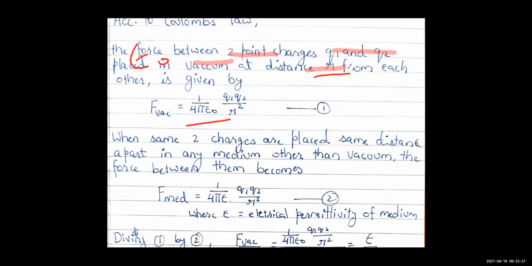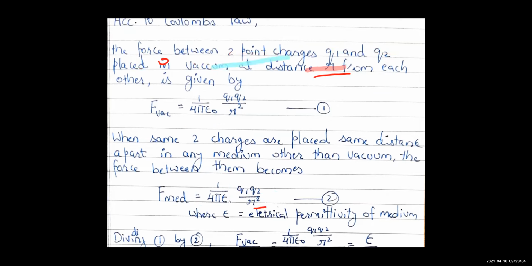Now children, the same charges are kept at the same distance, but instead of the vacuum medium, you are having some other medium. So the force between the two charges placed at the same distance r, but in a different medium, will be given by 1 upon 4 pi epsilon. See, epsilon naught was for vacuum, for free space, but this is for some other medium, that is epsilon, into Q1, Q2 upon r square, right? So this is our equation 1. This is our equation number 2.